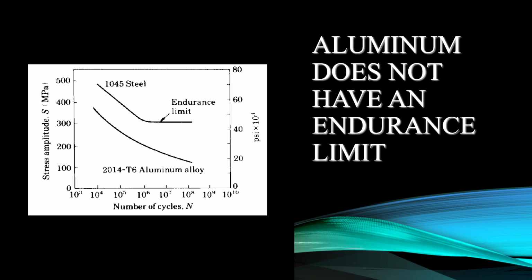Aluminium does not have an endurance limit because of its material structure and dislocation behavior under cyclic loading. So, why does aluminum lack an endurance limit? First, we should know about the microstructural behavior. Aluminum has a face-centered cubic crystal structure, which allows for easy movement of dislocation.